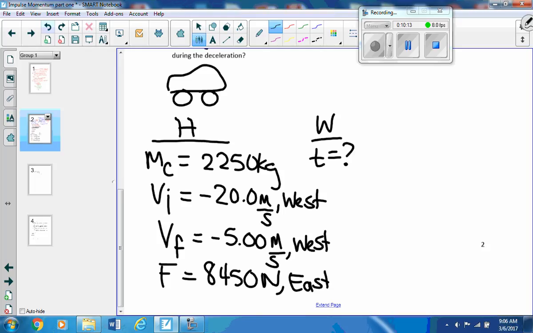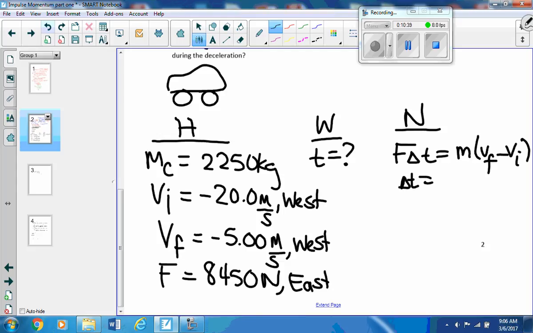Okay, and this is a perfect place to use impulse momentum. So what I need is that force times time is equal to the mass of the car, velocity final minus velocity initial. Okay, and if I want to rearrange that for t, I'm going to get delta t is equal to m times vf minus vi, and all of that over my force. Okay, but I'm not done.